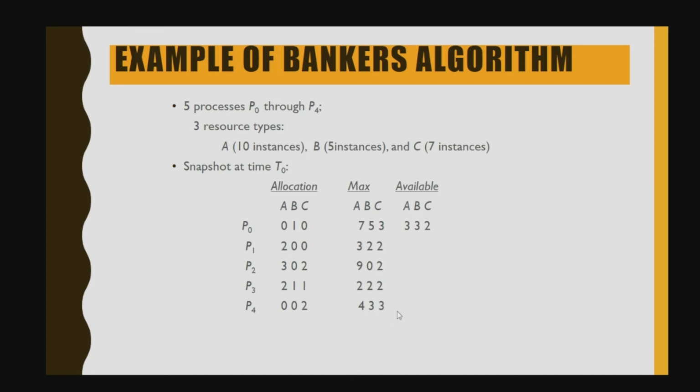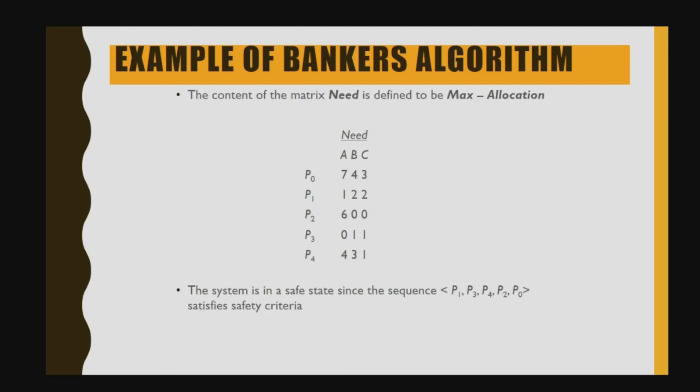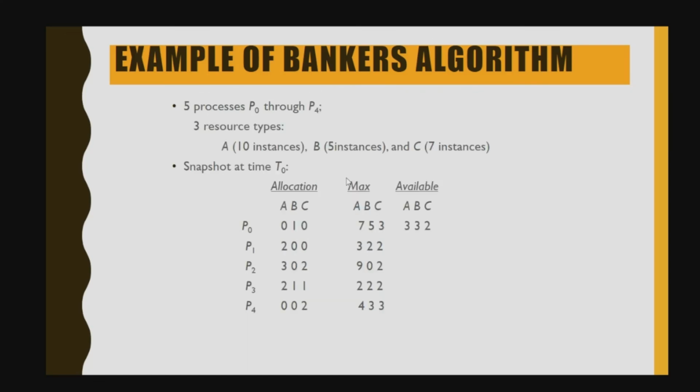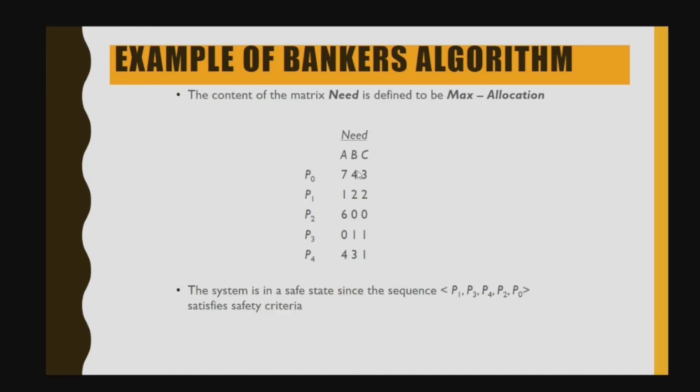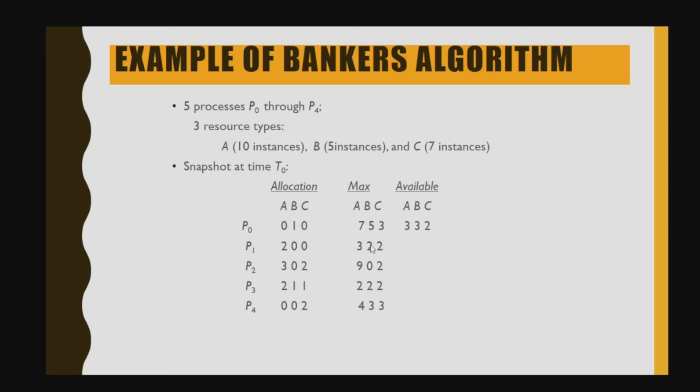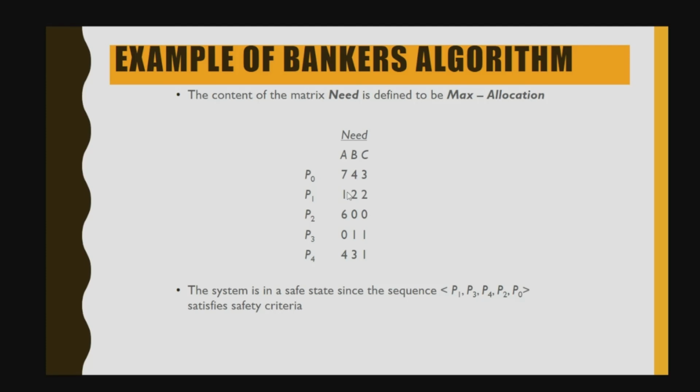So based on this part, we can calculate the needs. How to calculate the needs? The maximum minus the allocation. The needs matrix is defined by maximum minus the allocation. So for P0, maximum 7, 5, 3 minus allocation 0, 1, 0 equals 7, 4, 3. So we got 7, 4, 3 here. For process number 1, 3, 2, 2 minus 2, 0, 0, so we'll get 1, 2, 2. Okay, 1, 2, 2 here.